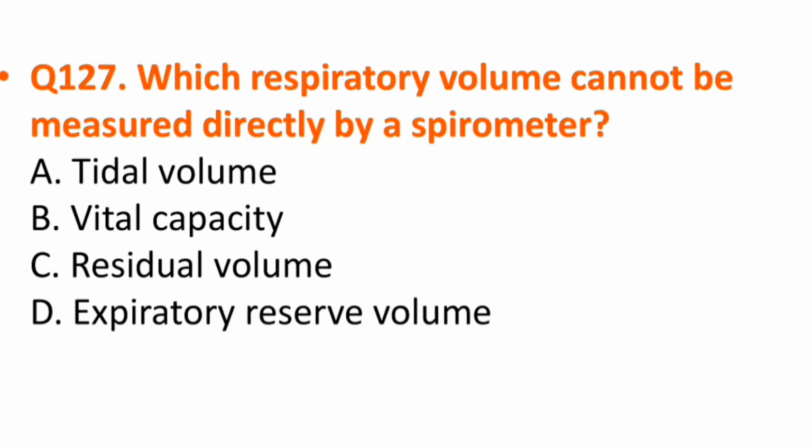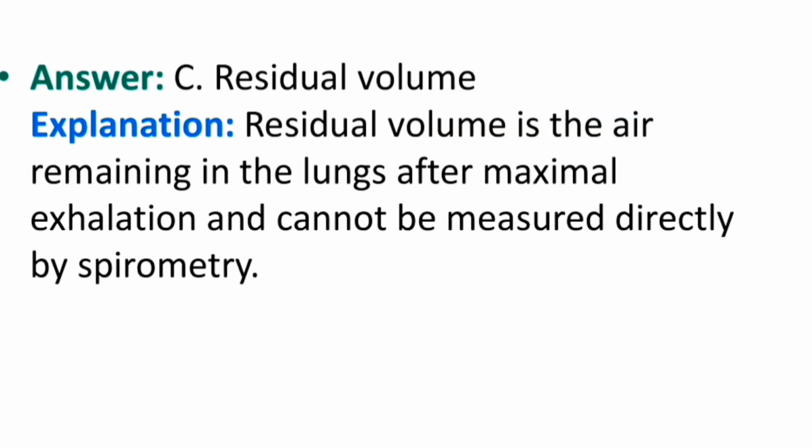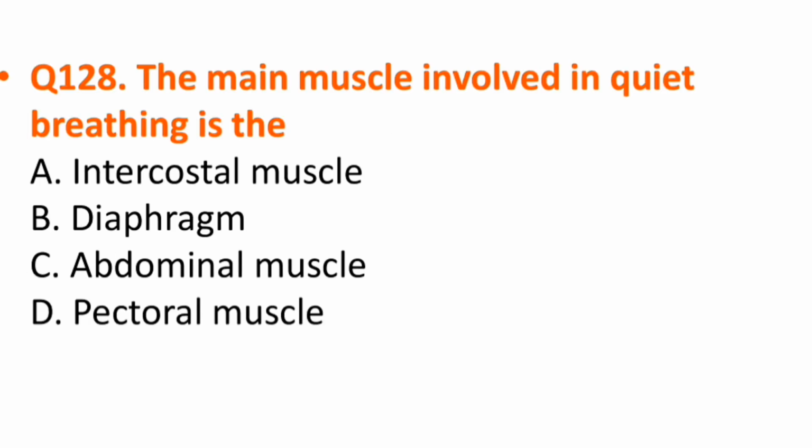The next question, which respiratory volume cannot be measured directly by a spirometer? Option A, tidal volume, option B, vital capacity, option C, residual volume, option D, expiratory reserve volume. The correct answer is option C, residual volume. Residual volume is the air remaining in the lungs after maximal exhalation and cannot be measured directly by spirometry.